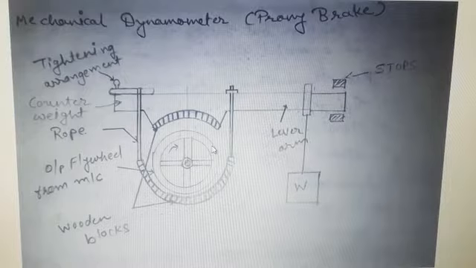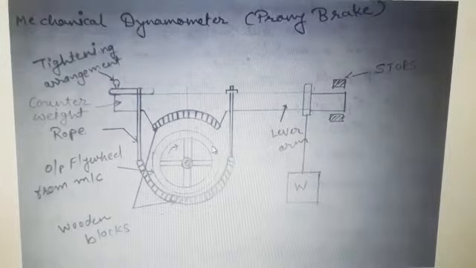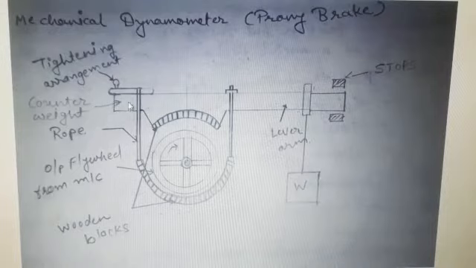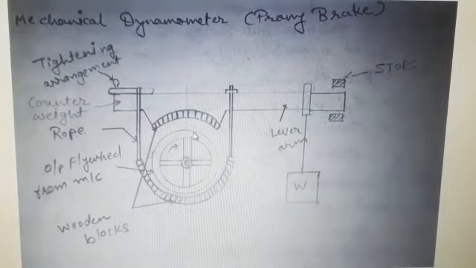In a Prony brake dynamometer, we can see that we have a brake drum or a pulley which is mounted on a shaft, with two wooden blocks, an upper wooden block and a lower wooden block. These are attached with a rope to the lever with a tightening arrangement, one counterweight, and on this side is the weight. These two are stoppers. When we apply the weight here, the wooden blocks move closer to the brake drum or pulley, so that the pulley can be stopped.